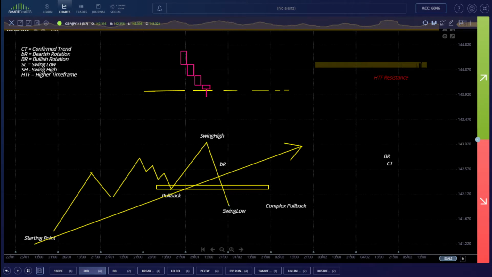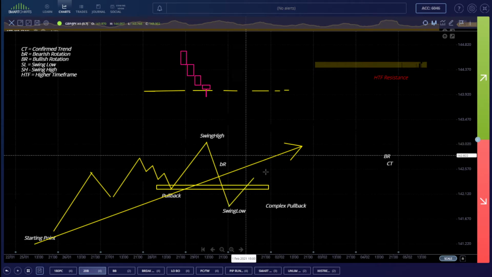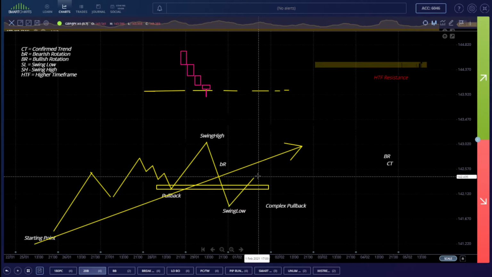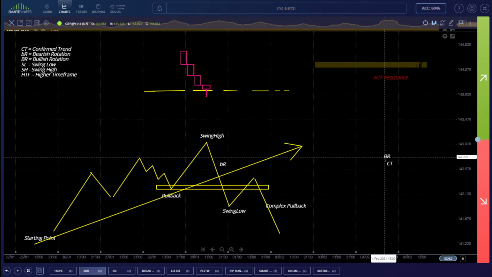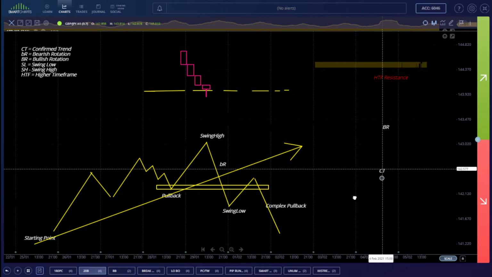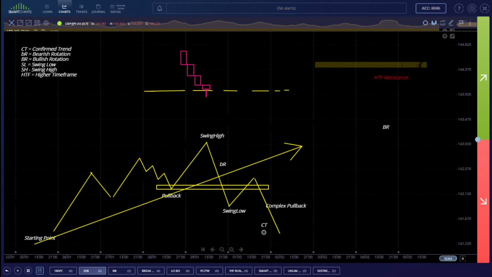The only way to get a confirmed trend is when we have a second lower swing high, and then a second lower swing low. Once we have something like this, only then would we have a confirmed trend. And you can say that the market is now trending down because the overall trend was broken.